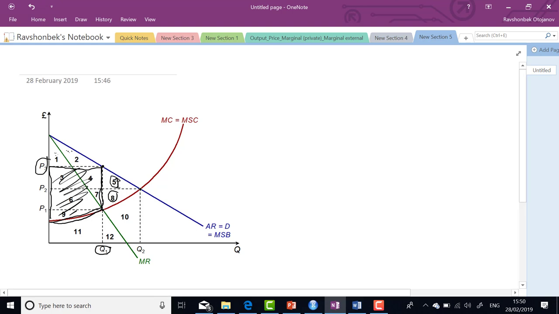Under perfect competition, if the price were P2, we would have captured them. 5 would have been captured by the consumer, 8 would have been captured by the producer, because the combination would be Q2 and P2. That means the surplus was higher for both. No one's benefit. That's why it's a deadweight loss.